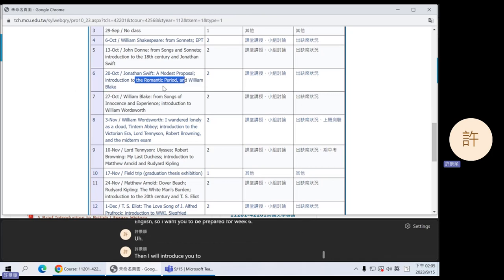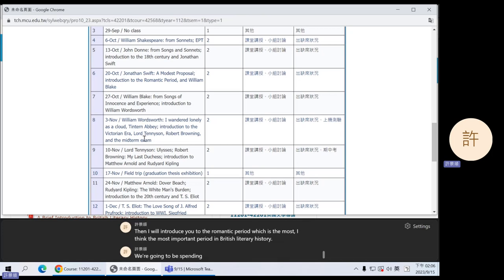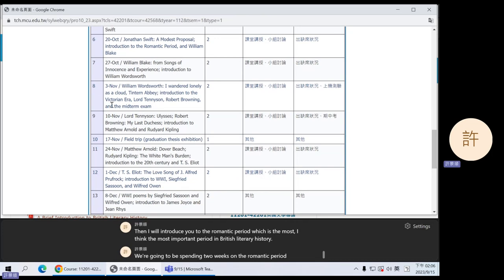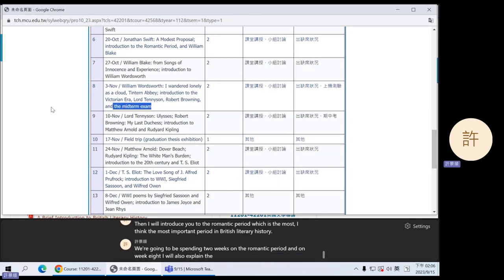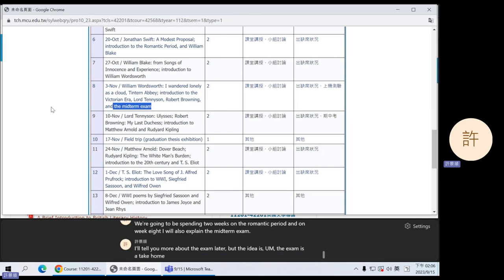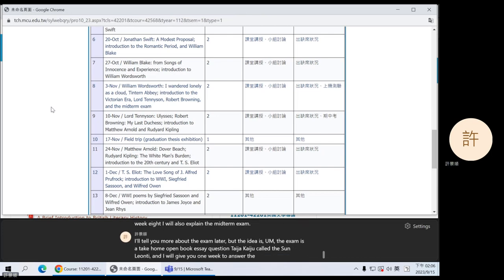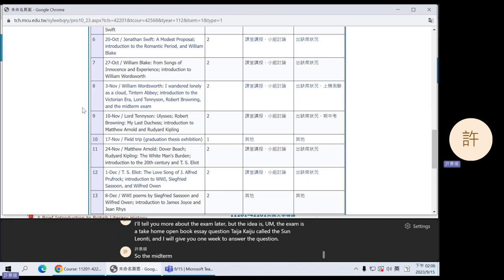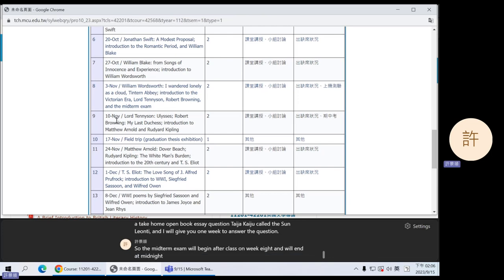Then I will introduce you to the Romantic period, which is, I think, the most important period in British literary history. We're going to be spending 2 weeks on the Romantic period. And on week eight, I will also explain the midterm exam. I'll tell you more about the exam later, but the idea is the exam is a take-home open book essay question. 带回家开书考的申论题. And I will give you 1 week to answer the question. So the midterm exam will begin after class on week eight and will end at midnight on week nine.